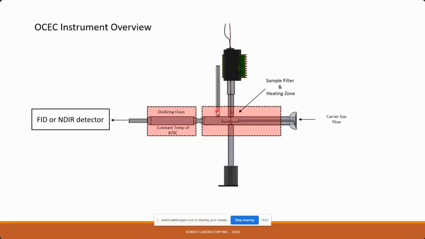The temperature inside the oven is measured right here. I don't have a representation, but there's a thermocouple. And then you have a main back oven right here that stays at a constant temperature that converts all the evolving species of carbon into CO2. The flow then proceeds to either an NDIR detector or an FID detector. Initially, Sunset Instruments only came with FIDs, but NDIR technology has advanced throughout the years so that you now can get a version of our instrument with an NDIR.